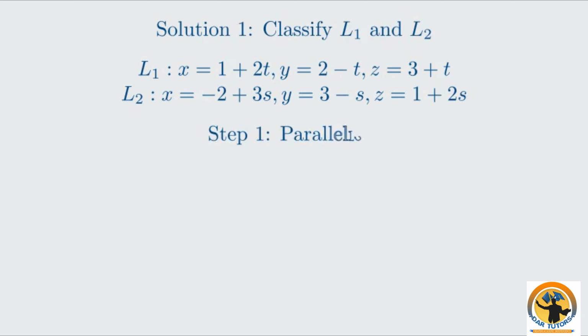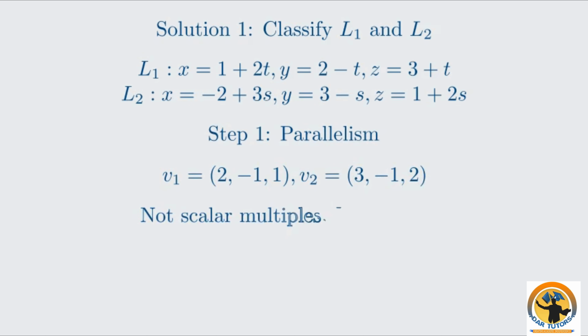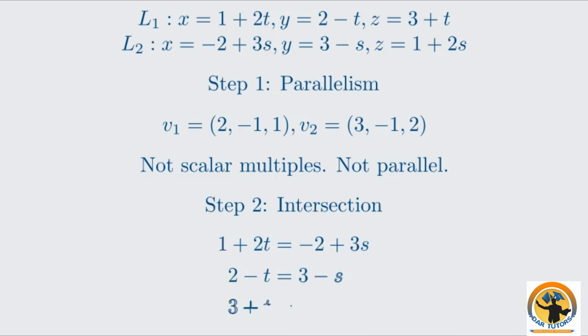First, check for parallelism. The direction vectors are (2, -1, 1) and (3, -1, 2). They are not scalar multiples, so the lines are not parallel. Next, check for intersection. Equating the components gives us a system of 3 equations.